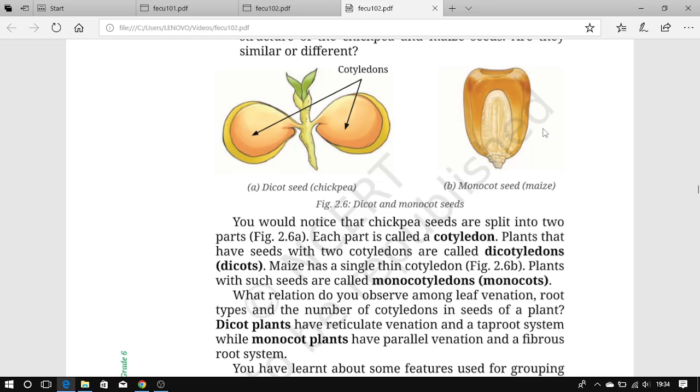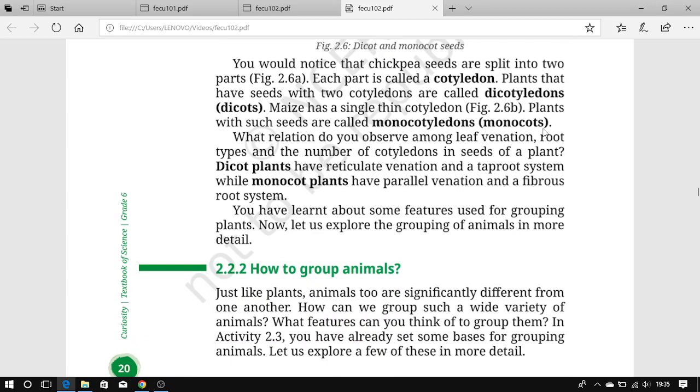Maize has a single thin cotyledon. Plants with such seeds are called monocotyledons. It means only a single cotyledon is used in monocots. What relation do you observe among leaf venation, root types, and the number of cotyledons in seeds of plants? Dicot plants have reticulate venation and a taproot system, while monocot plants have parallel venation and a fibrous root system.